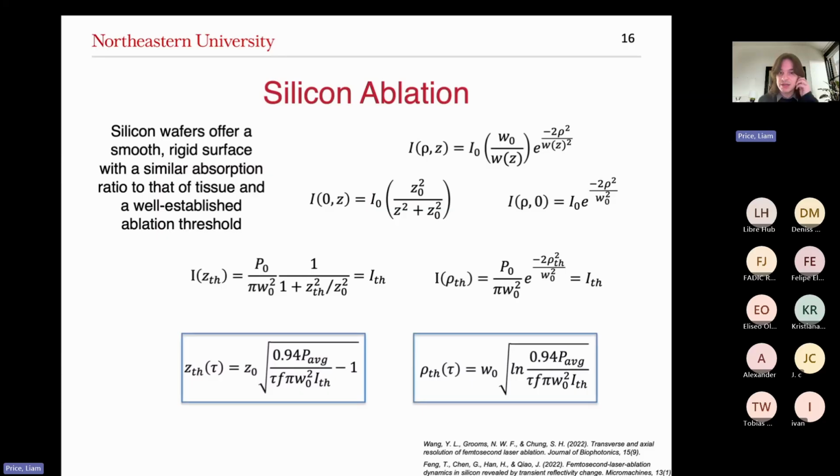And so then we can rearrange things and rewrite things in terms of the pulse duration tau. And so we get these two variables, this z_th and this rho_th, and using those as the two axes of an ellipse, we can determine a model for how large these ablation grooves should be based on the average power that we're using and our repetition rate and pulse duration that we're using, etc.